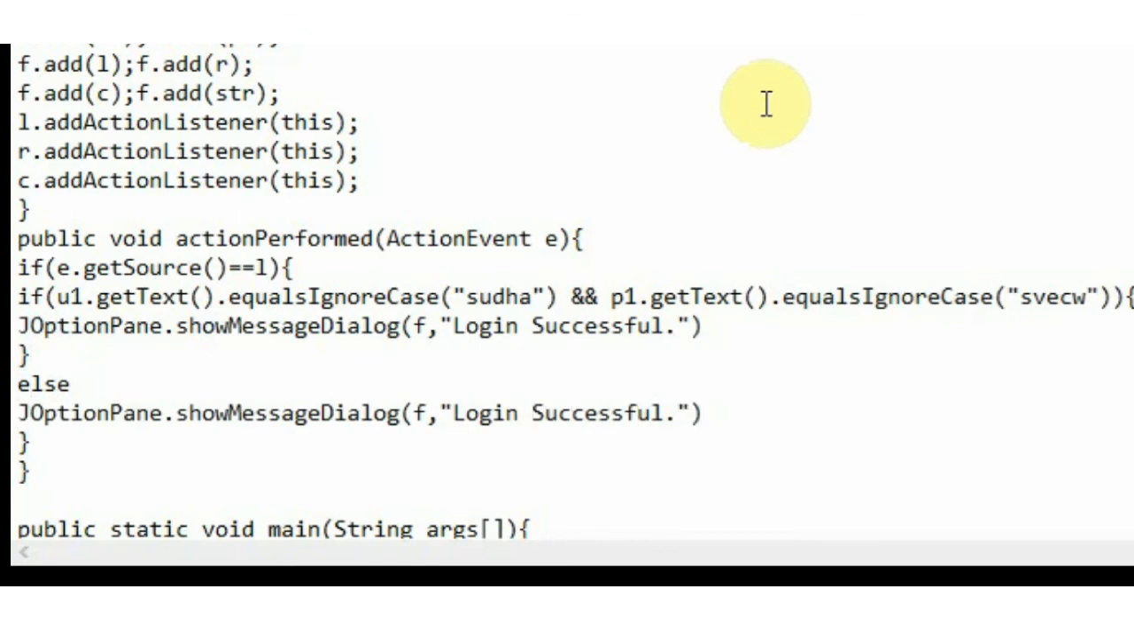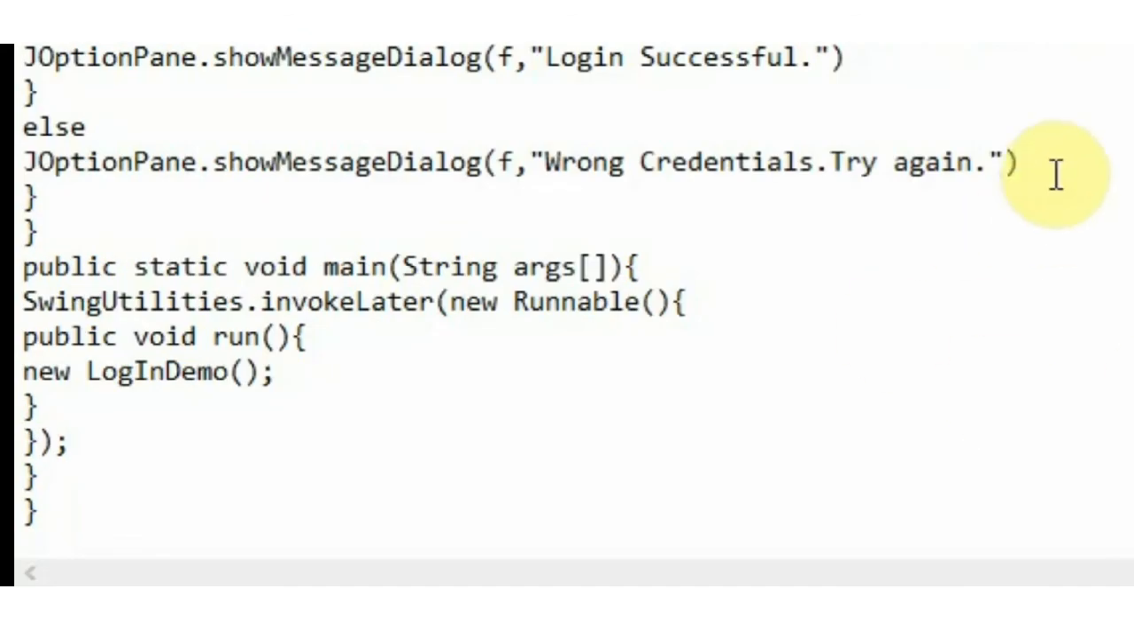The first argument is the parent container, and the parent container is frame over here, and then the message, the string that the dialog box should be displaying. So the option pane will be displaying login successful. Else if username and password, like I said, Sudha and SVCW, if any one is not matching or if there are spelling mistakes or something like that, then it will come to the else part, wherein I'm again showing a dialog which will read as wrong credentials, try again.